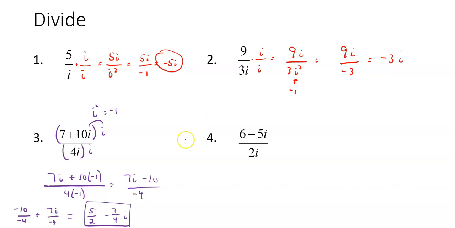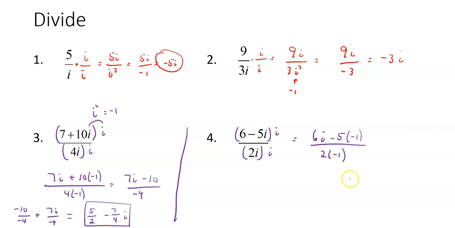Right, let's do that for number 4. Let's run through that process again. Multiply top and bottom by i. So on the top, I get 6i minus 5 times i squared, but i squared is negative 1. Down the bottom, 2 times i squared, again, i squared is negative 1. So I get a 6i plus 5, right? Minus a negative 5 gives me a plus 5 over negative 2.